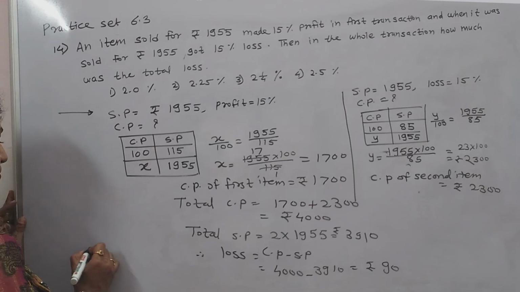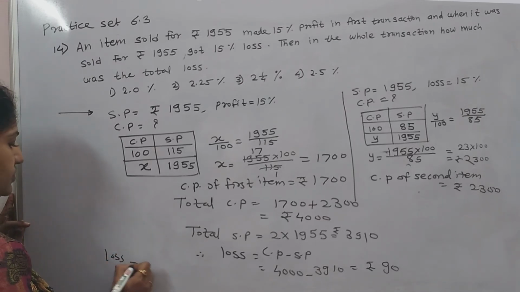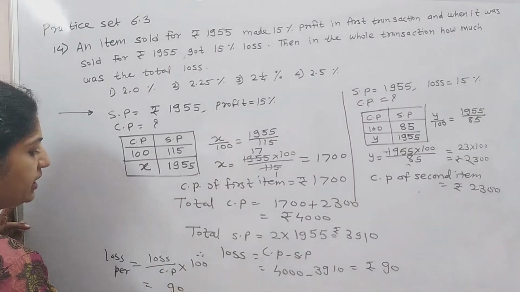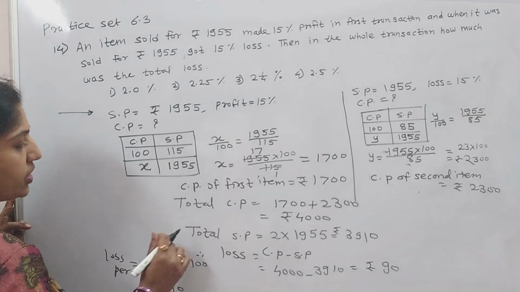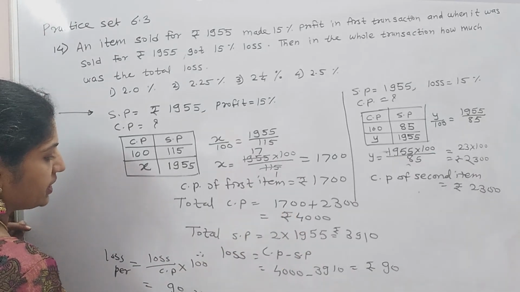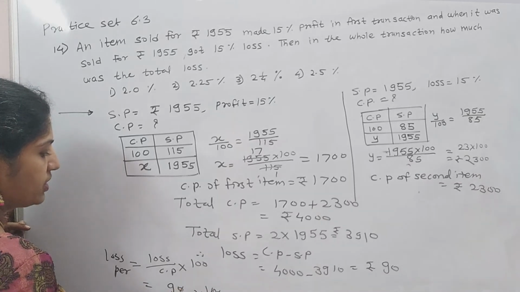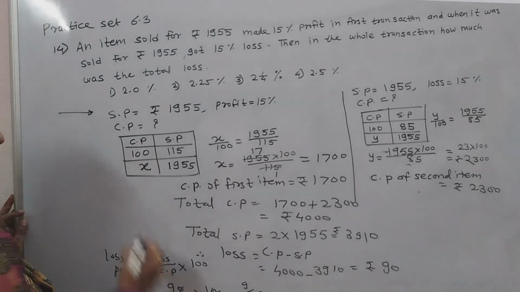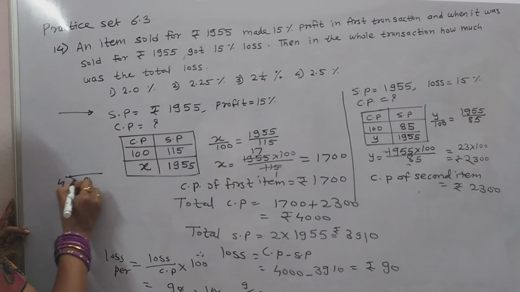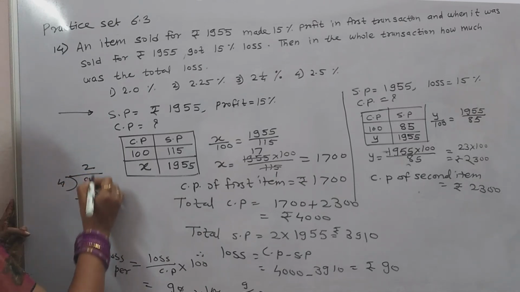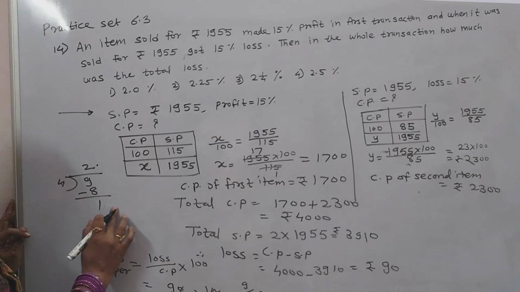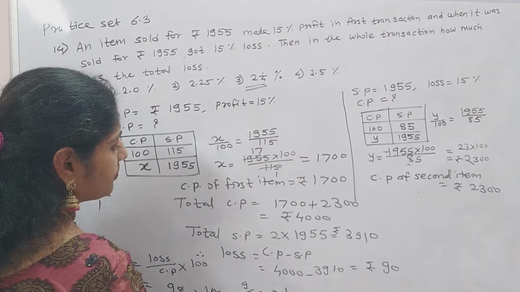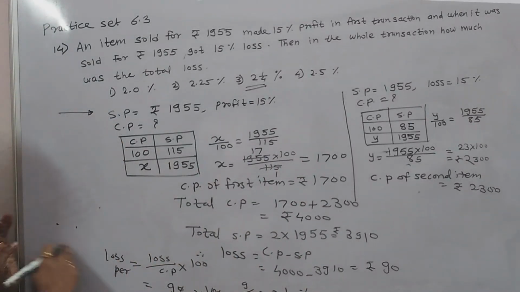So percentage loss, loss percent equals loss upon cost price into 100. Loss is 90 and cost price is 4,000, into 100. Double zeros are cut. One zero of numerator and denominator is cut. 9 upon 4. 9 divided by 4: 2 fours are 8, 1, dot. 2 integer 1 by 4, 2 1/4%. So our answer is option number 3.